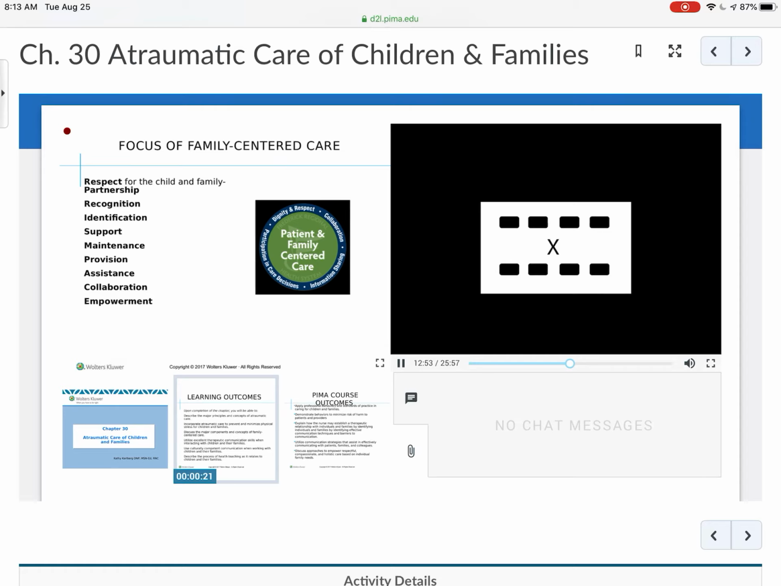As far as identification, we want to also respect recognition. So recognize cultural, racial, ethnic, socioeconomic diversity. We really aren't there to judge anybody. We're there to take care of the patient. So if we need to assist them with resources, we can do that. Your social worker is a great resource for that.